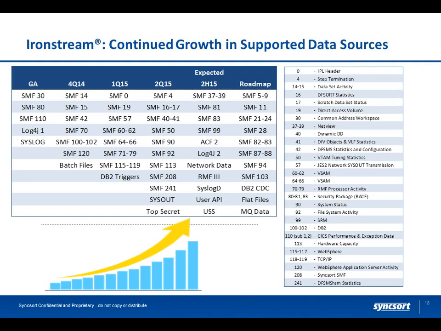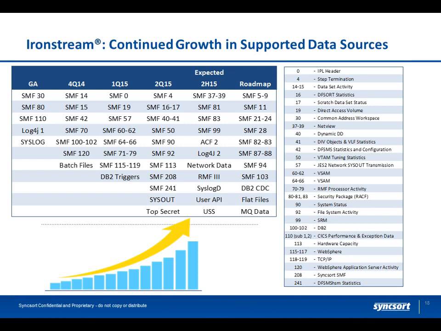This is just to give you an idea of where we started when we were GA with the product, and it was very simple back in the original GA in the middle of 2014. We started with just SMF type 30, SMF type 80, which was RACF records, SMF 110 records for CICS, Log4j data for web applications, and syslog data. And we have expanded on a quarterly basis since then, adding SMF record types, adding the ability to actually take batch files and also bring those into Splunk via Ironstream.